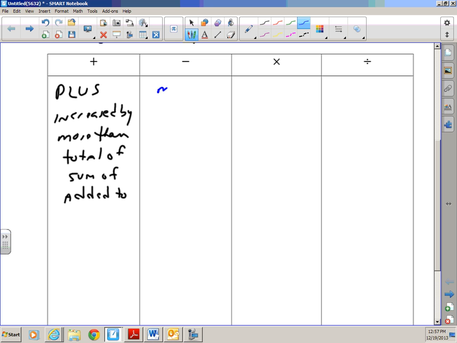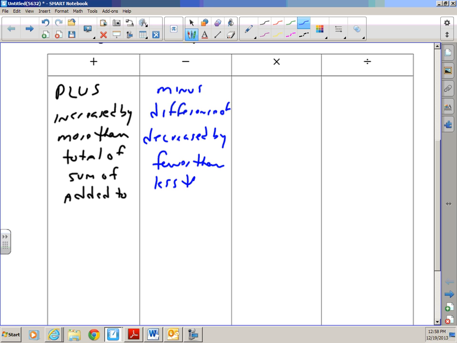For the minus sign, minus, difference of, decreased by, fewer than, less than, subtracted from.